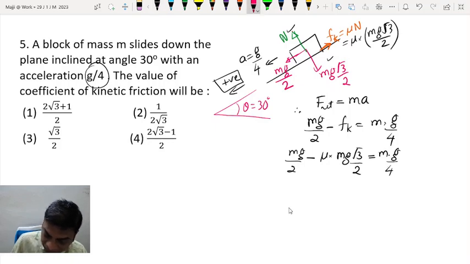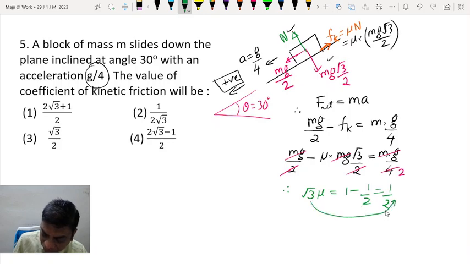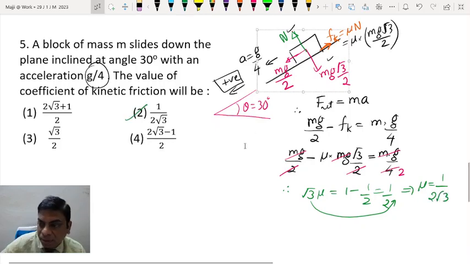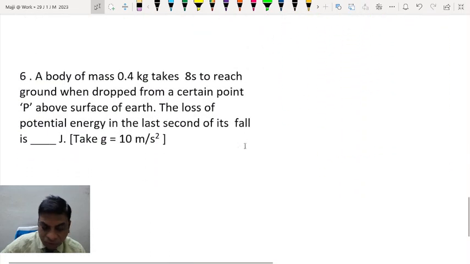So let us cancel mg throughout, and we are finally left with root 3 mu is equal to 1 minus half, that is half. This root 3 goes below this. So finally we have mu as 1 upon 2 root 3. So second option is the correct option. Then moving on to the next question.